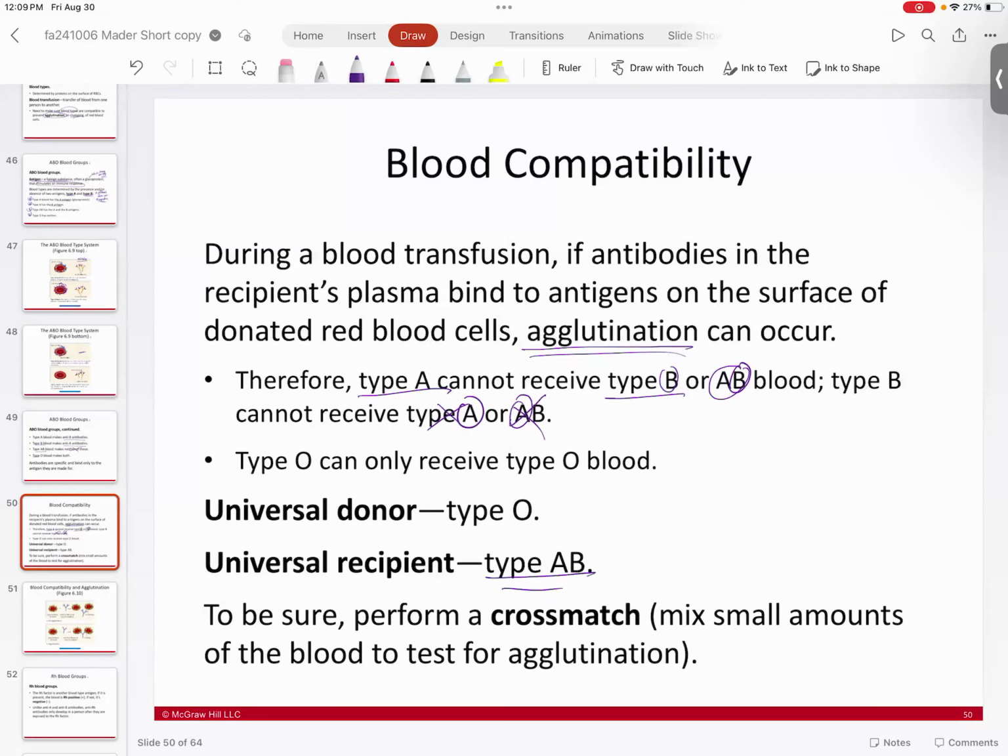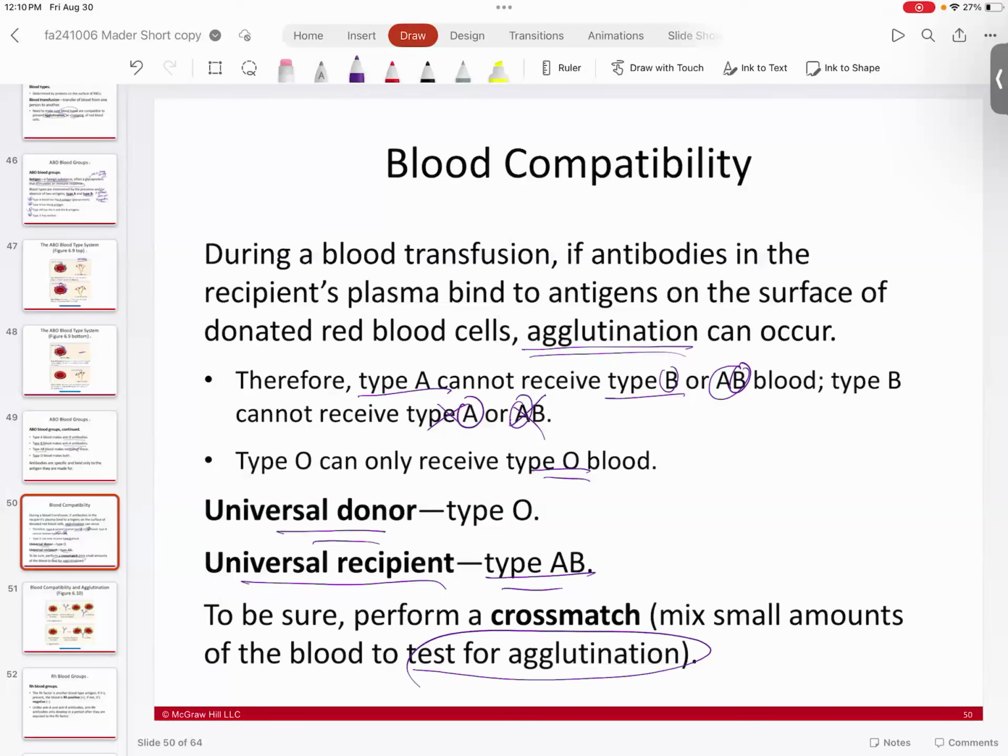But an AB person can take both, right? For instance, type AB can basically take it from all of them. They're called a universal recipient. A type O person can only receive blood from an O-type person because A is scary to them and B is scary to them. As a result, they can also donate to everybody, which causes them to be the universal donor, right?